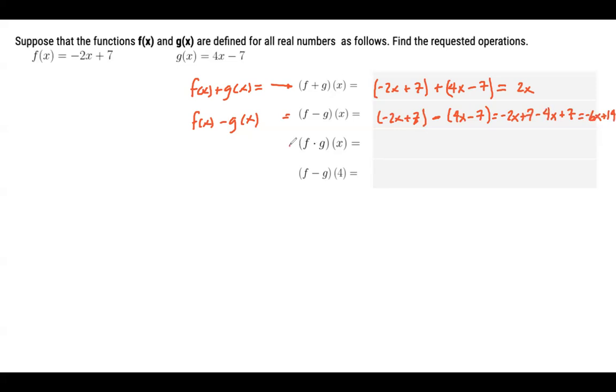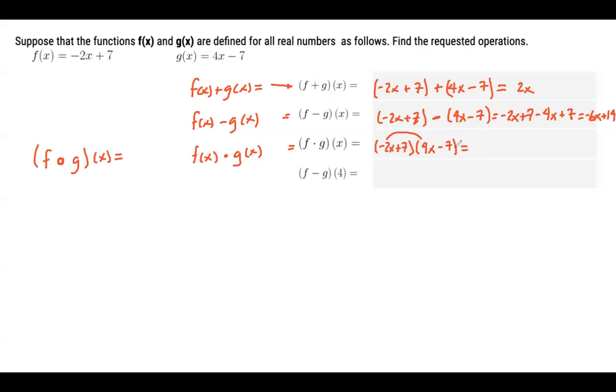The next one sometimes can be mistaken for a composition. That is not a composition, that is a multiplication, which basically is multiplying f of x times g of x. The composition is very similar, but f composed with g of x looks like this. So the multiplication is just a dot. And this will mean that you're going to do minus 2x plus 7 times, in this case, 4x minus 7. So you're going to multiply those two.